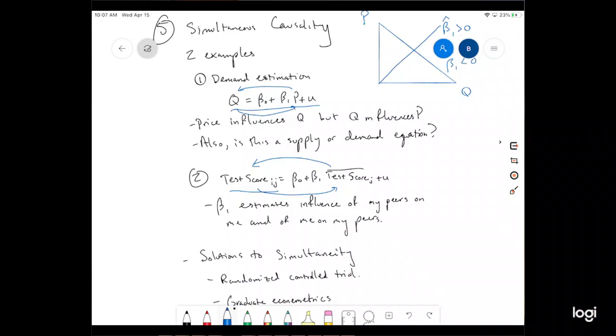So which one is beta 1 picking up? The influence of Mary on Bob or the influence of Bob on Mary? In reality, it's picking up both, and we can't distinguish between which one is the most important. So beta 1 estimates the influence of my peers on me and of me on my peers. So this is simultaneous causality.